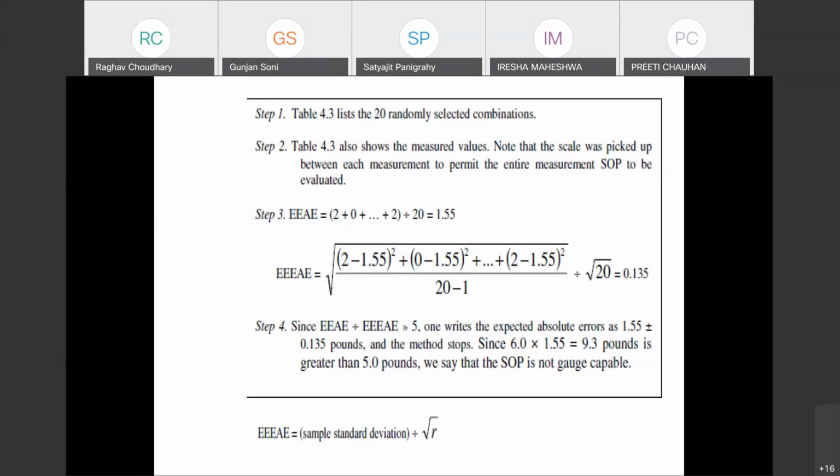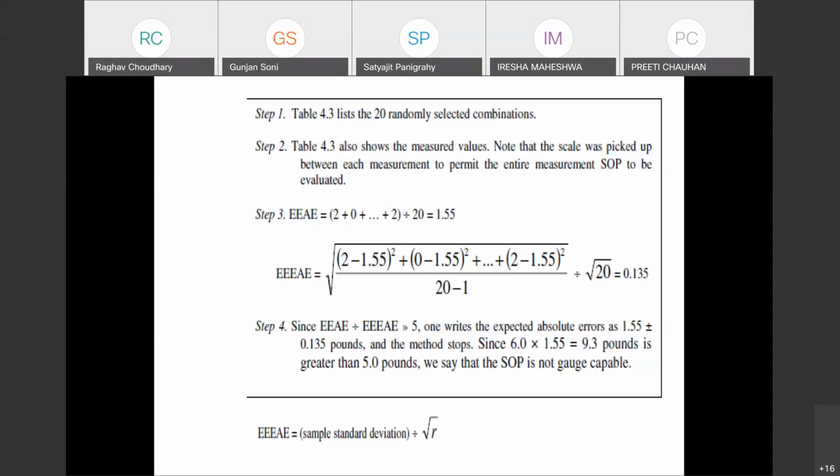So we can expect that absolute errors we write as 1.55 plus minus 0.135. So this is representing the variation from the mean.